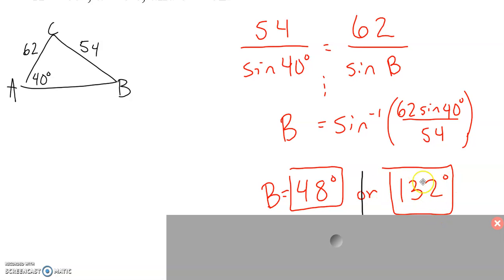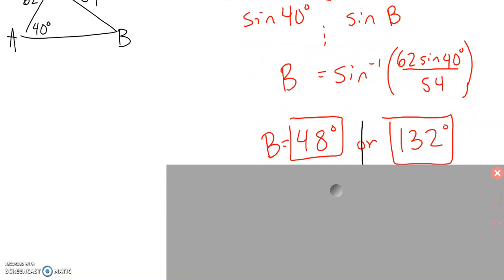Then you check that 132 and make sure it actually fits in your triangle based on the angle you already know. Make sure it doesn't add up to more than 180 with the angle you already know. And 40 plus 132 is 172, which is under 180, so that is a second possibility.